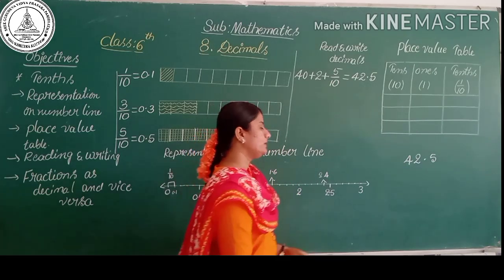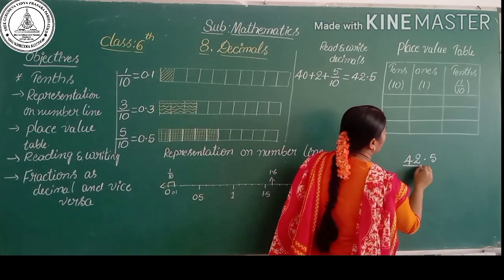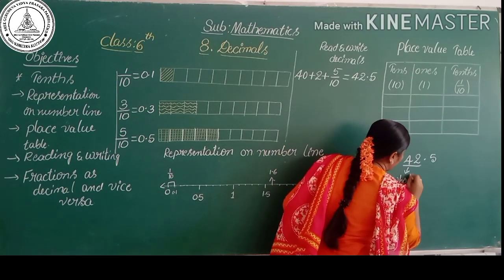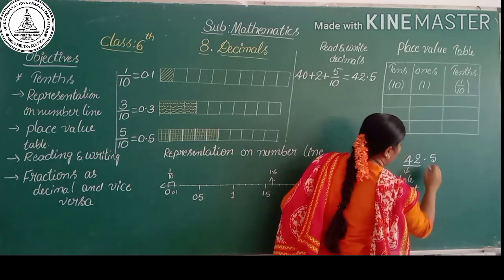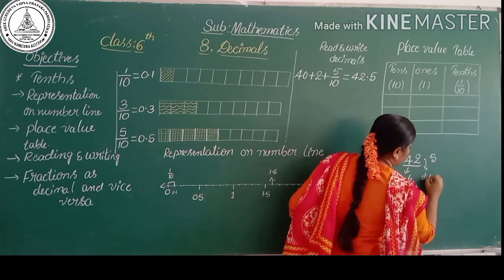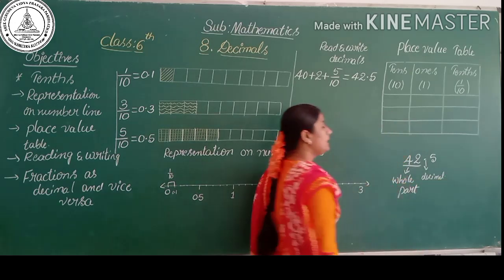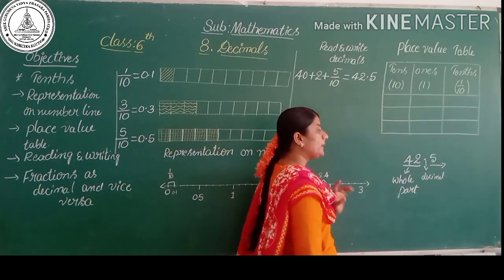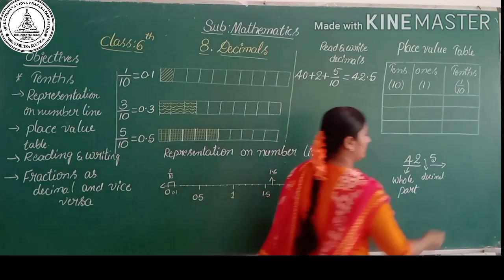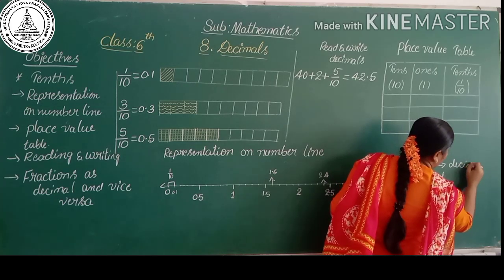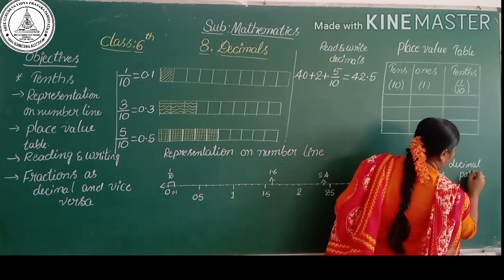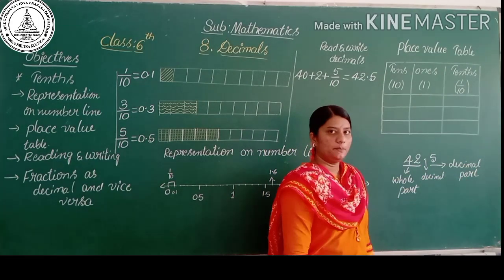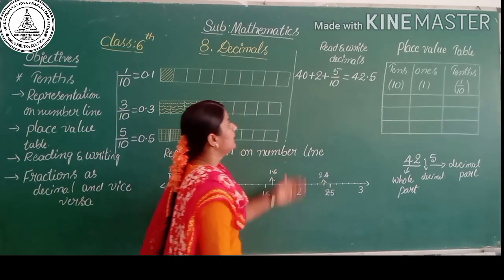So in 42.5, we can say that 42 is the whole part, and there is a decimal point. After the decimal point, the number is 5, so it is the decimal part. Whole part, decimal point and decimal part. Okay. Yes. Then let's see here.